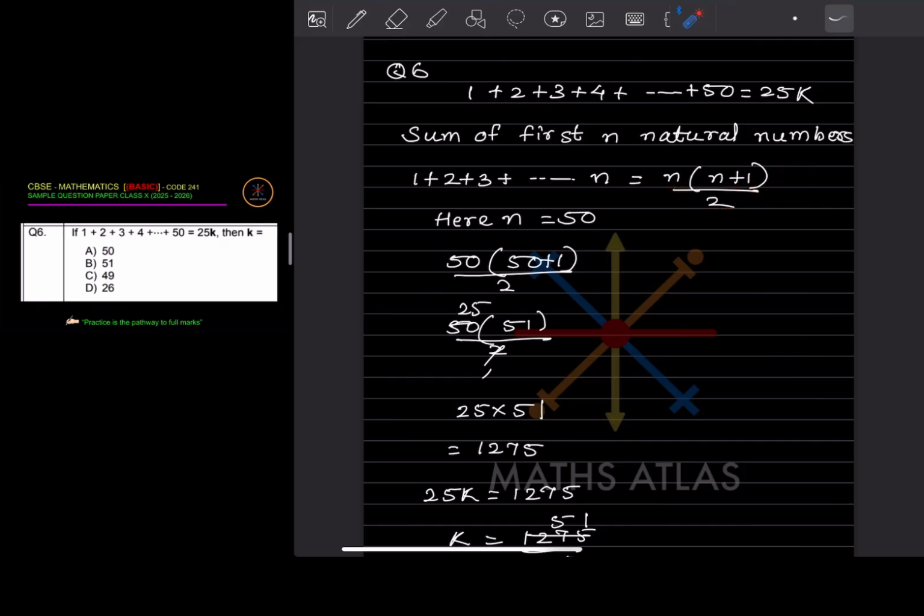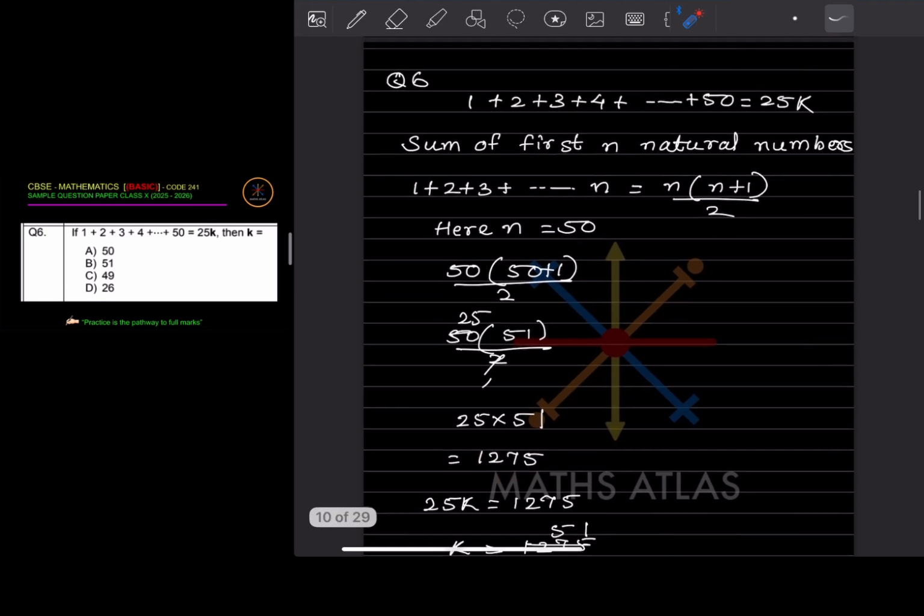So here n is 50 because the last term is 50. So wherever you see n, you are going to put 50. So in this one, we will put 50 into 50 plus 1 divided by 2. So here it will be 50 and this is going to be 51 divided by 2. 2 ones are 2, 25s are, because this is a multiplication sign in between. So 25 into 51, which is going to be 1275.